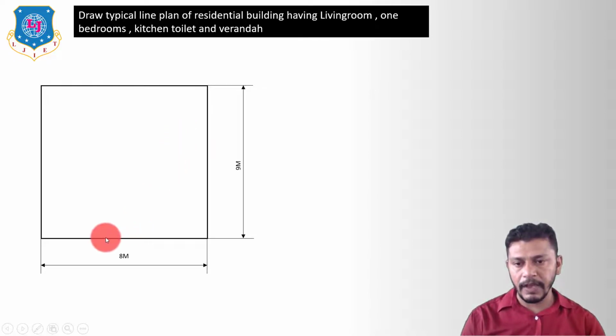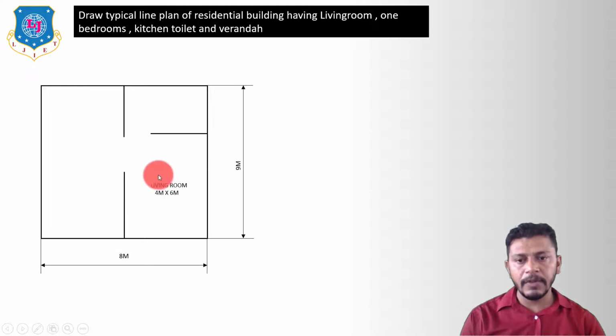So first of all, we have to draw a vertical line dividing this rectangle into 2 halves. Okay, now let us say that this is a living room of 4 meter into 6 meter. That means here we have divided this rectangle into 2 halves. Okay, so this length will be 4 meter and this length will be 6 meter.